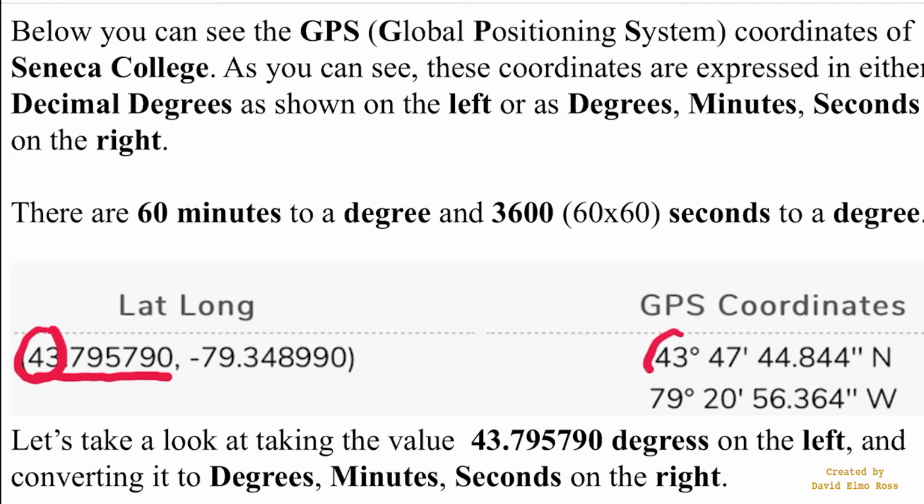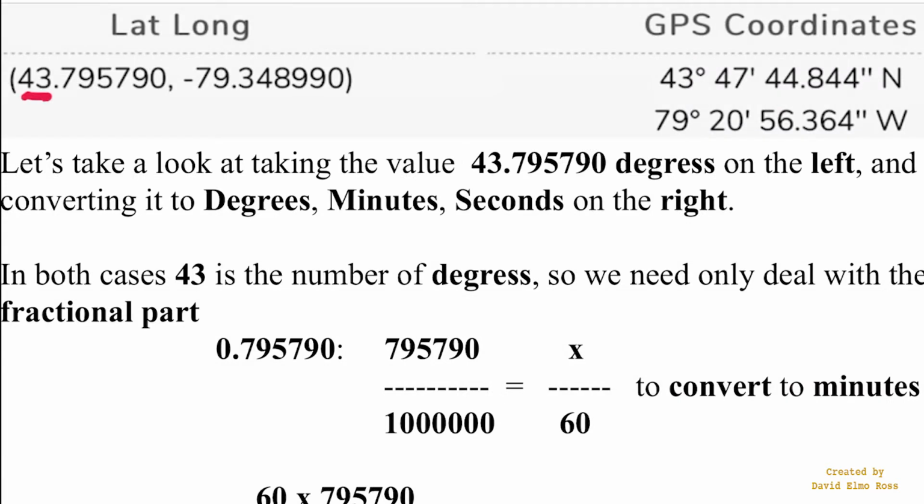Now if we focus on the latitude, we can see that this has 43 degrees as part of it, and this also has 43 degrees. So these are common whether we express it in minutes and seconds, or we just express it as a decimal value in terms of degrees. So this 43 degrees is the same as this 43 degrees here.